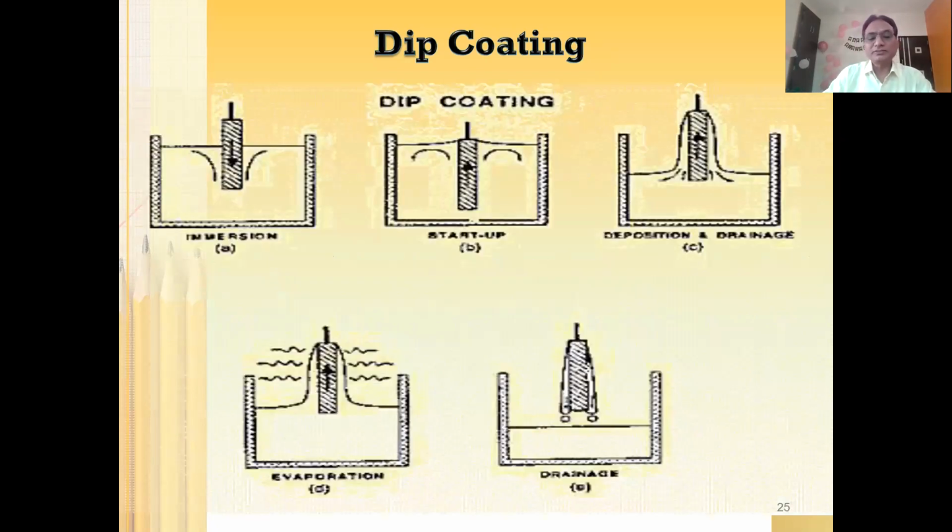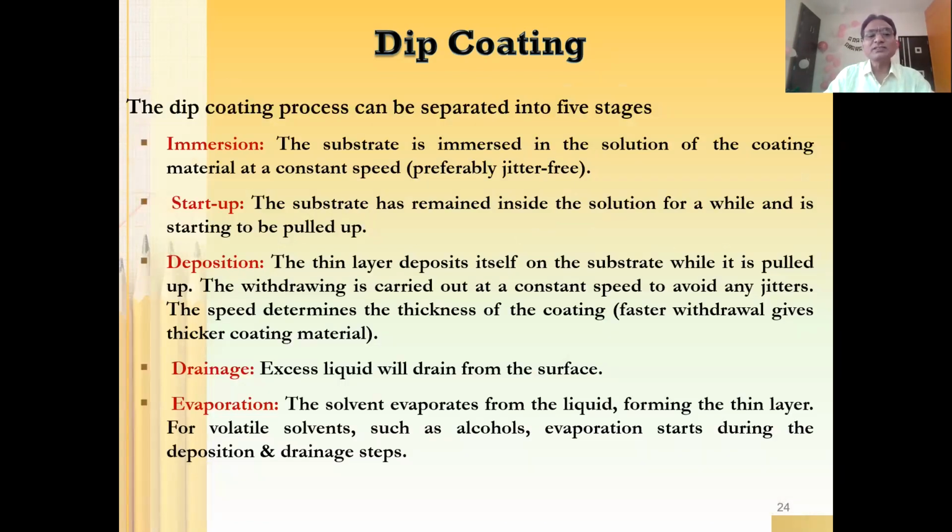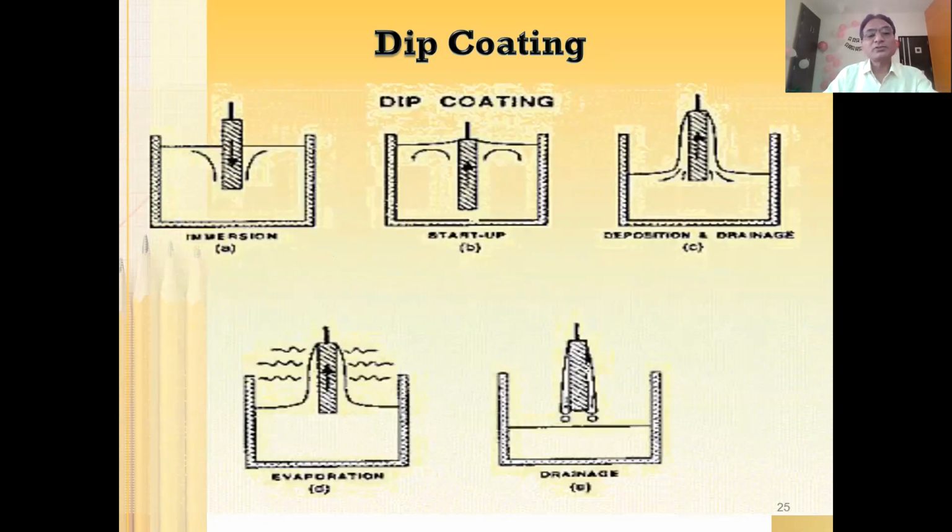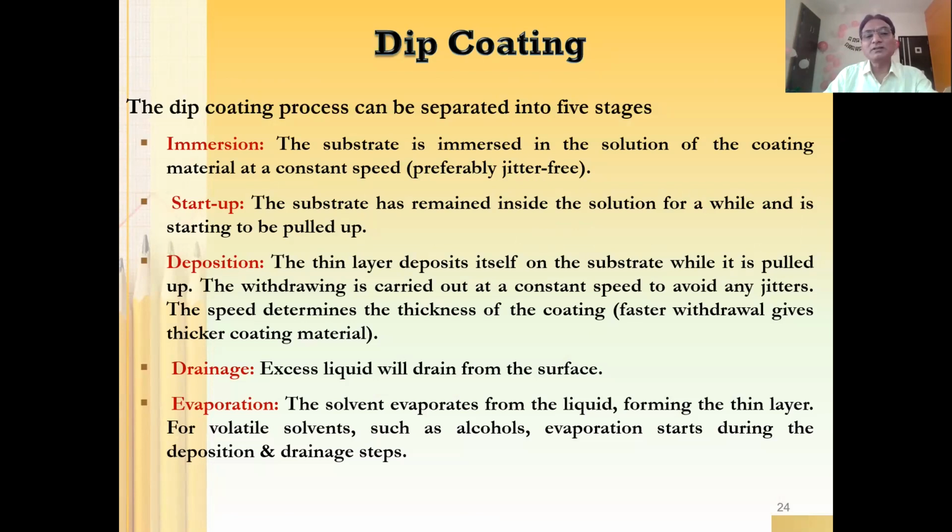Let me show you the figure first. These are the 5 stages which I was talking about. What is first? Immersion. So the substrate is immersed in the solution of the coating material at a constant speed, preferably jitter-free. During the immersion process, you can do it manually or automatically, right? In dip coating, you have to immerse the substrate. Whatever substrate it could be, any substrate. It need not be conducting because it is not electrochemical. It is like a solution method, right?